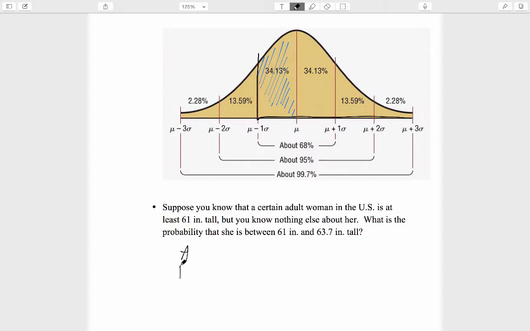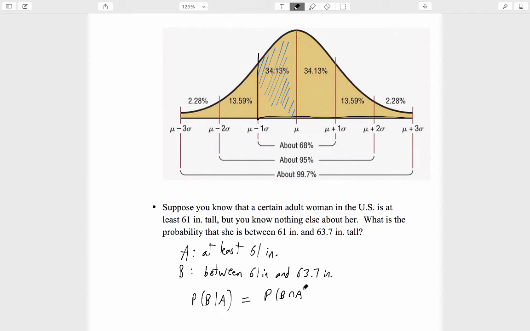To sort this out, it's helpful to define 2 events here. Let's define the event A, that she is at least 61 inches tall. That means that we're computing a probability conditional on A. And then B will be the event that she is between 61 inches and 63.7 inches tall. We need to compute the probability of B given A. When in doubt, go back to the definition of conditional probability. This is the probability of B intersect A, the event that she is between 61 inches and 63.7 inches in height, and that she is at least 61 inches in height, divided by the probability of A.